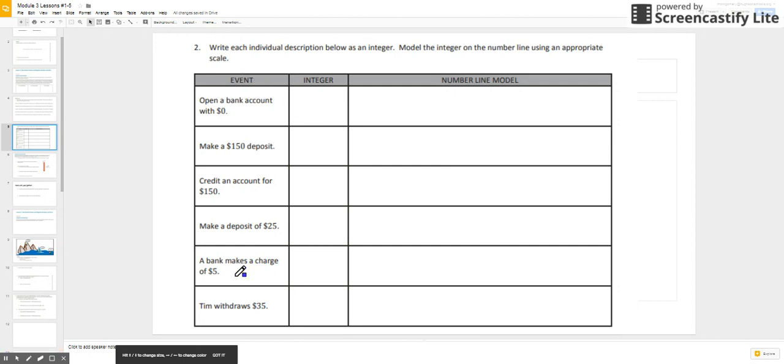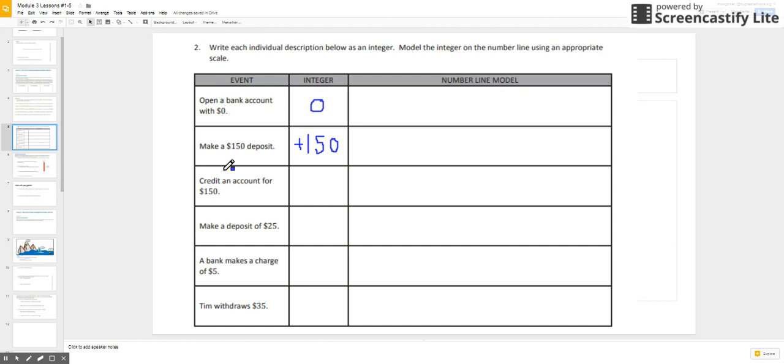Okay, these are the different events. They're not all of them, but there are quite a few of them. So we're going to write in an integer of what it should actually mean. So if we look at the first event, opens a bank account, that has a zero effect, okay? So it's not a positive or negative. We just simply have $0. Nothing's happened yet. When you make a deposit of positive $150, that is a positive situation. You're adding $150 to your account.